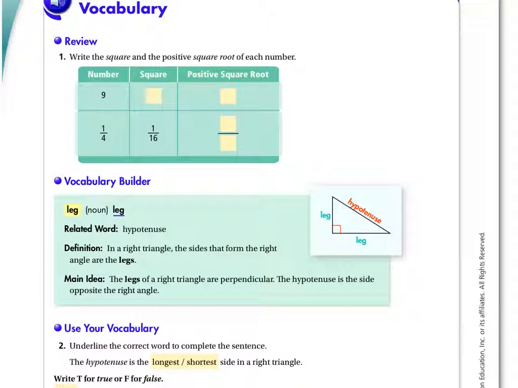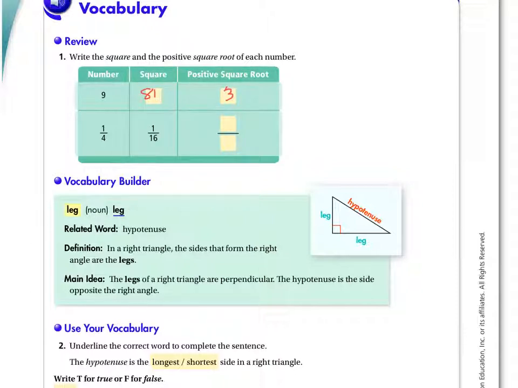If you were to square 9, what would you get? 81. If you were to take the square root of 9, what would you get? 3. Technically it's plus or minus 3, but for right now, we'll just assume that it's a positive square root that we're taking.